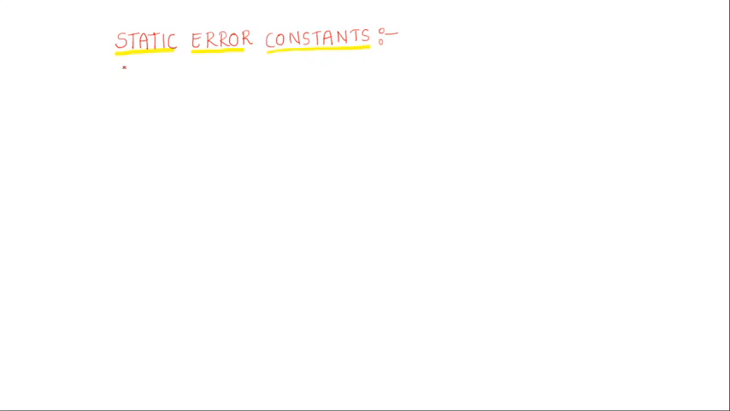So what is meant by static error constant? When any control system is excited with the standard input signal, the steady state error may be 0 or constant or infinity. So when any control system is excited with a different input, the steady state error may be 0, or it may be constant, or it may be infinity.